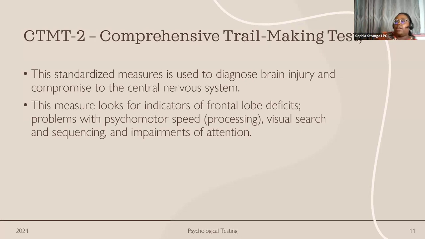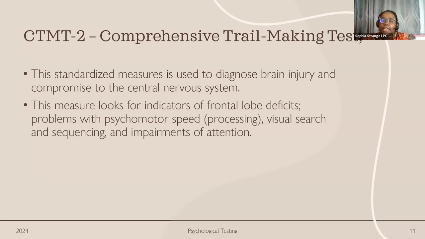Okay, let's keep going. So now we're looking at the CTMT2, which is the Comprehensive Trail Making Test. This measure is telling us whether there's a brain injury. I won't go into that part today because I'm taking something that's huge, since people spend their entire career doing psychological tests, and I'm trying to condense it down to its barest form so that you can get what you can get and keep it moving, because you got other stuff to do than be scratching your head and pulling your hair out.